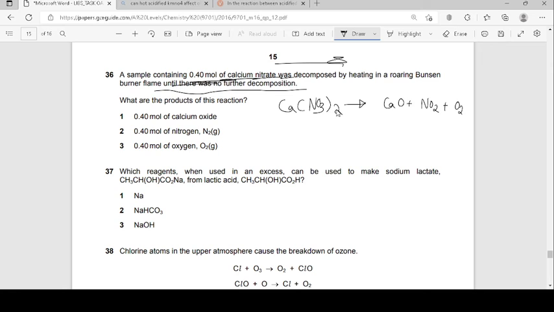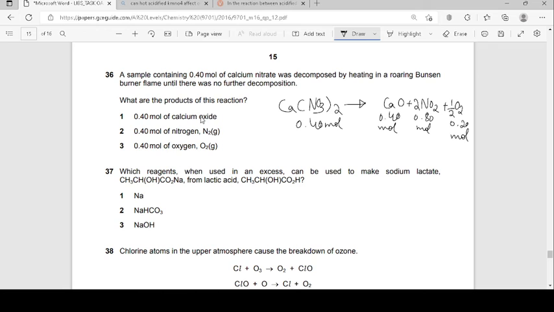So how to balance it out? You have 2 nitrogen, so 2 NO2, and then oxygen, there's 6, so 4 here, 5, 6. Let me just make it 1 by 2. Alright, so this is how to balance the equation out. And now if you have 0.40 moles of this, it should decompose into 0.40 moles of this, and 0.40 times 2, so 0.80 moles of this, and 0.40 divided by 2, so 0.20 moles of this, right?